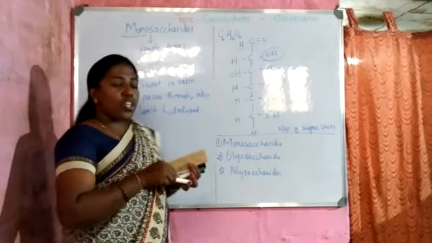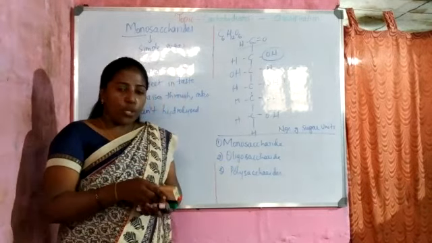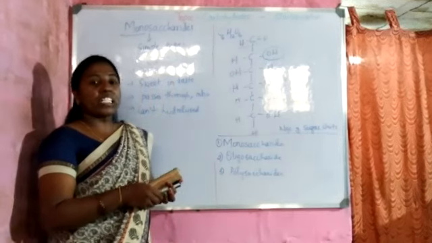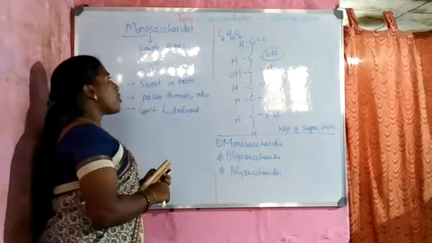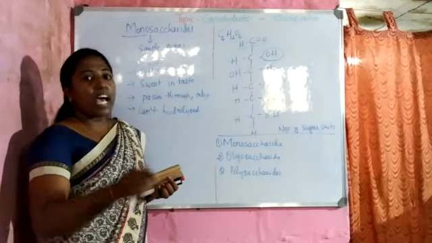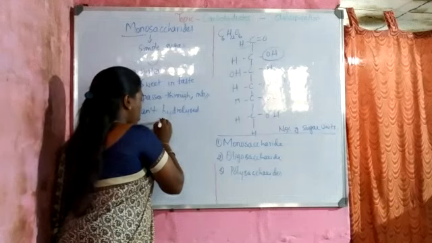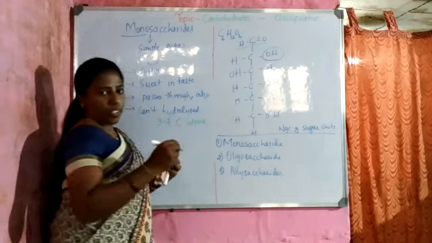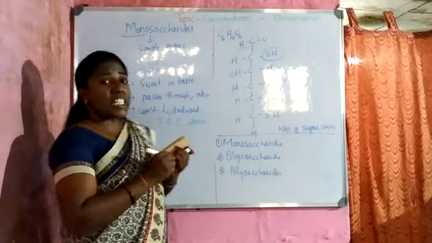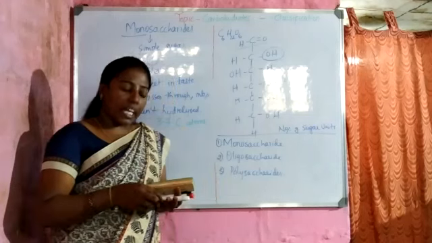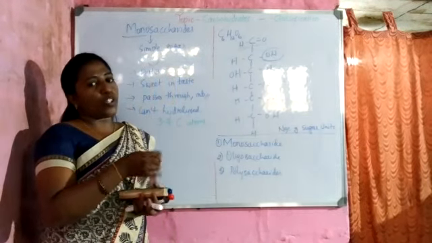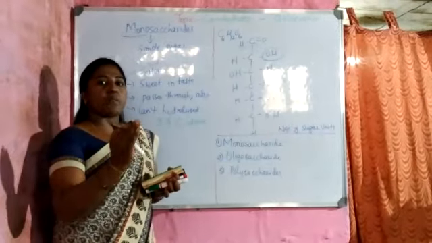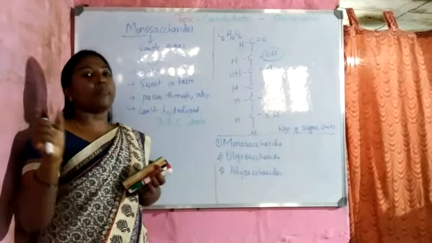Okay, next, when you consider the monosaccharides, they are made up of carbon atoms ranging from 3 to 7. So the monosaccharides are made up of one sugar unit, which is made up of 3 to 7 carbon atoms. Now let us see the classification of monosaccharides. The monosaccharide classification is based on the number of carbon atoms.